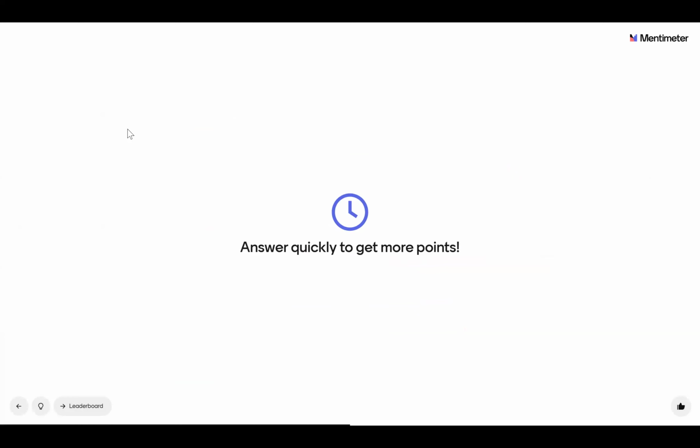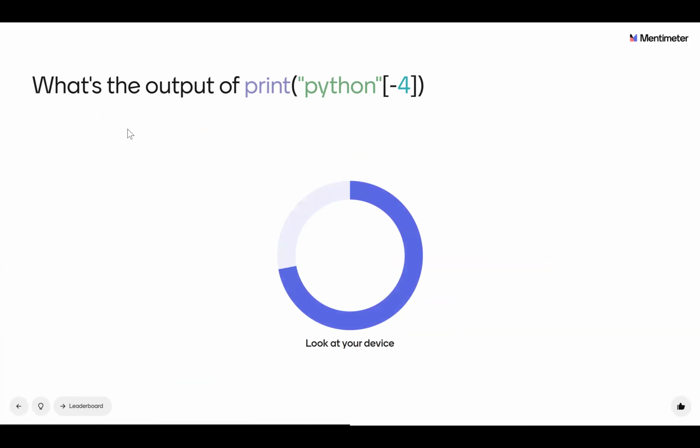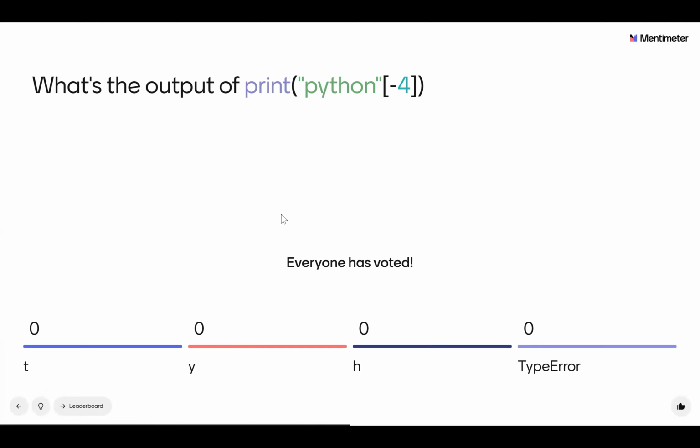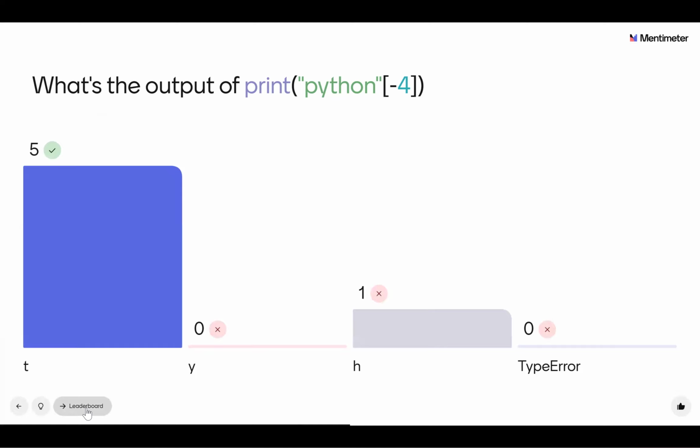Some Python revision now. What's the output of this print statement? Very simple, right? The correct, okay, people are still voting. Okay, the correct answer is T. We are doing the negative slicing here. 5 people have answered it correctly.